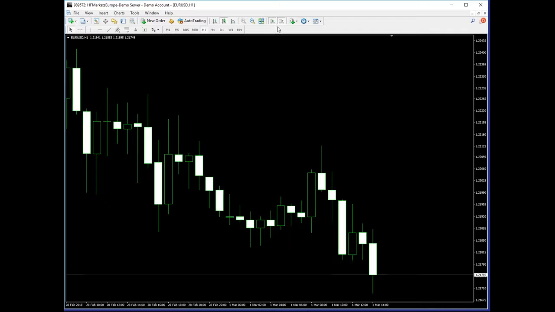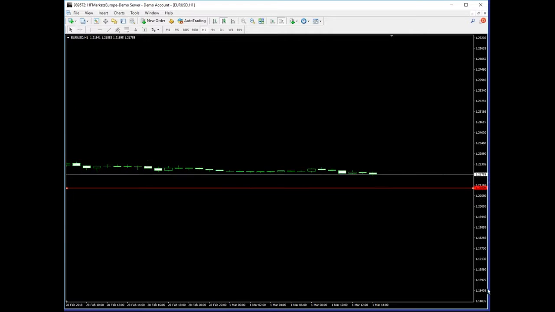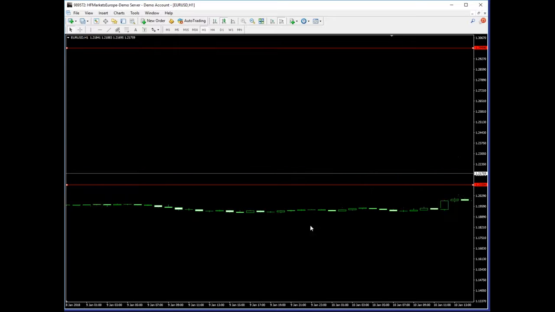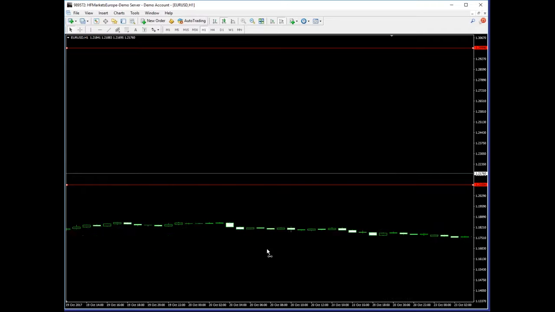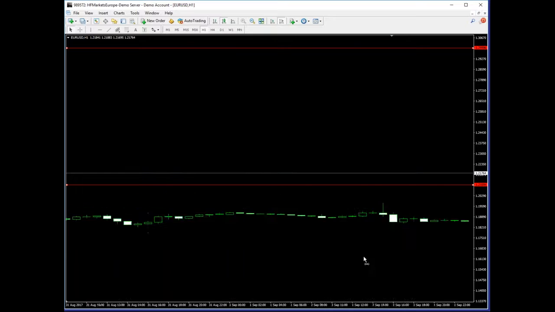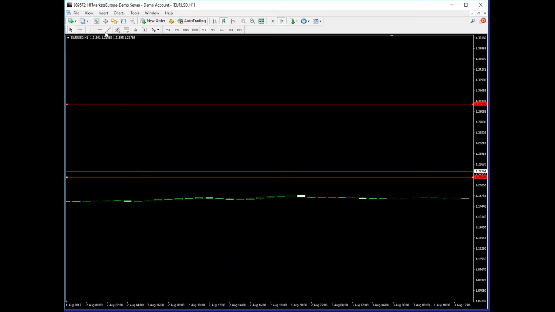Now we need to take a more logical level, when it was closer to 1.1. Sorry for that. I'll draw another one here at 1.1 exactly.